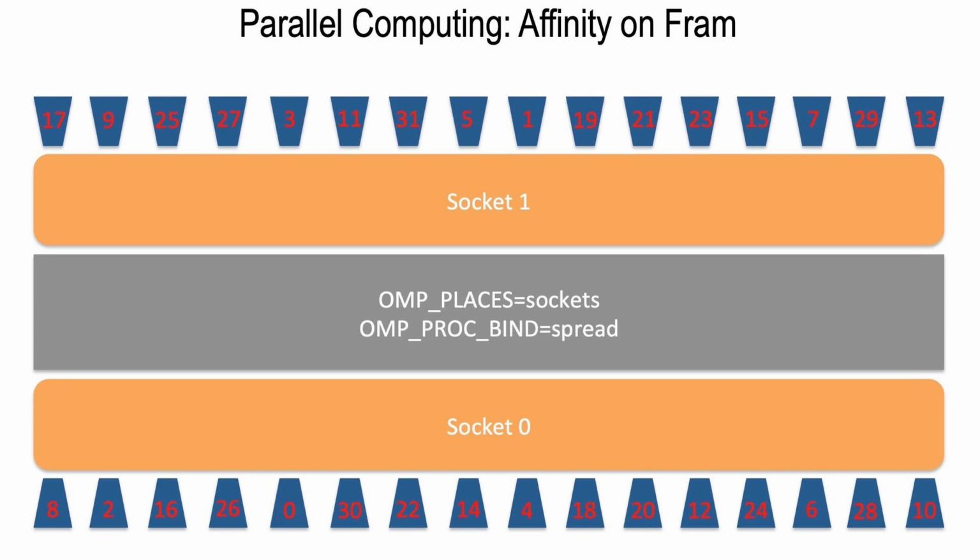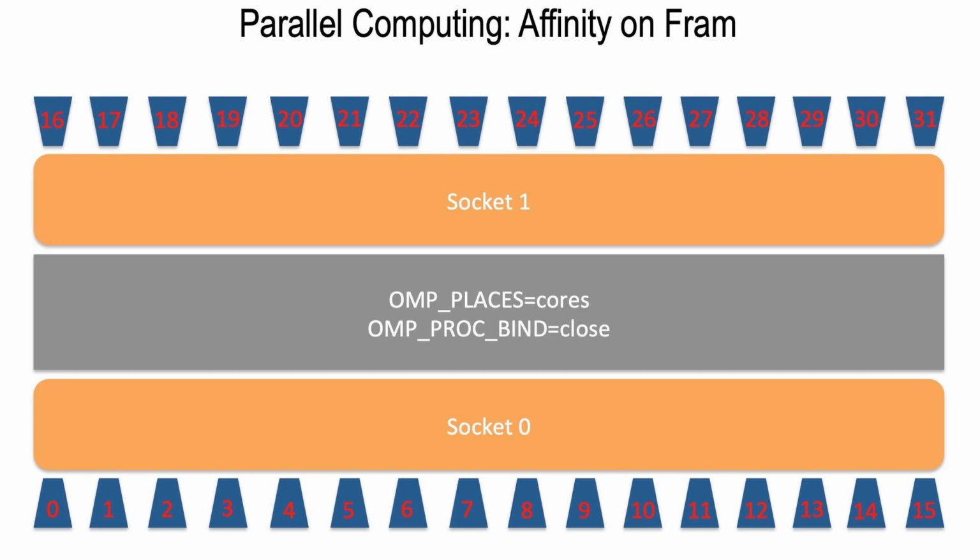In the next scenario, with places still set to sockets but processor binding set to spread, threads with even numbers from 0 to 30 are randomly spread across socket 0. Likewise, threads with odd numbers from 1 to 31 are randomly spread across socket 1. In our affinity testing, we'll bypass the socket setting and instead utilize the cores setting, as shown in the figure.